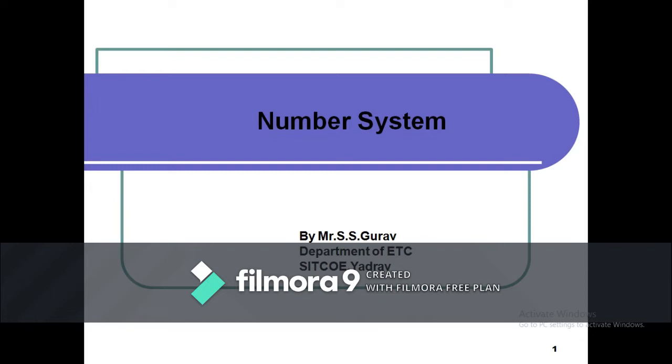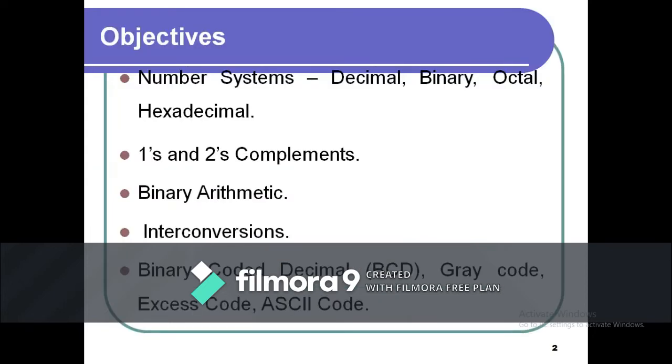But before starting digital logic circuits, we have to know the basic number systems. Hence, we choose today's topic, that is the number system. That is our heading of today's topic, number system. Next, what are the main objectives in the number system?